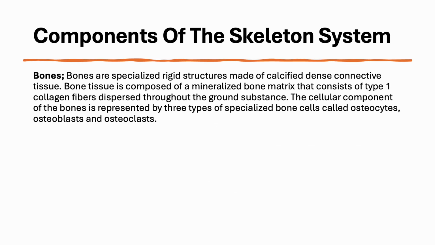The bones are specialized rigid structures made of calcified dense connective tissue, as we discussed in tissues. Bone tissue is composed of a mineralized bone matrix that consists of type 1 collagen fibers dispersed throughout the ground substance. The cellular component of the bones is represented by three types of specialized bone cells called osteocytes, osteoblasts, and osteoclasts.